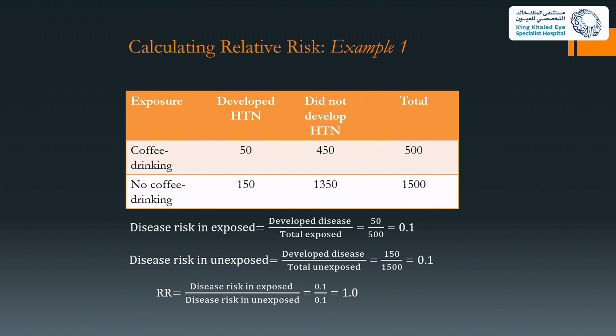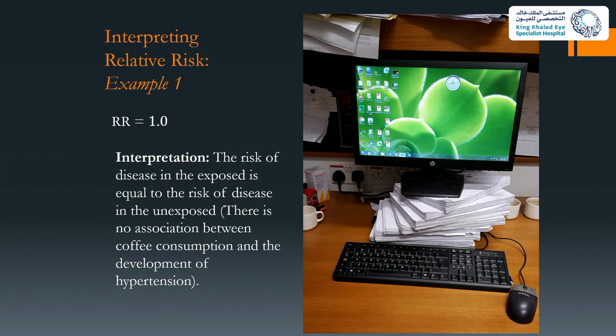So the risk is calculated in one group. For example, the risk of hypertension in this group is 0.1. And in this it is 0.1. And what is the relative risk? 0.1 in one group divided by 0.1. It is the same. It is 1. 1 means the risk in the two groups is similar.